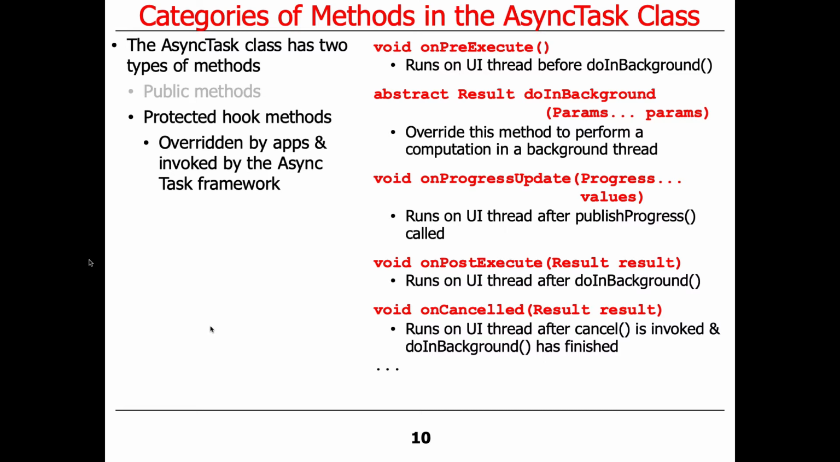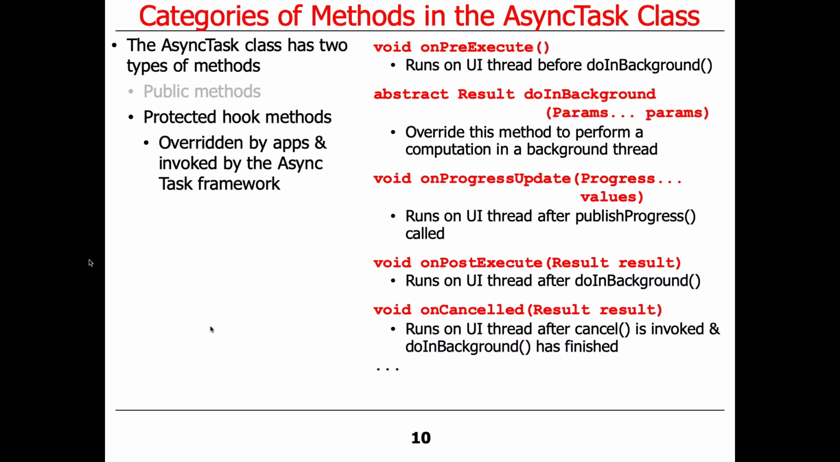doInBackground is actually the workhorse method that does all the work. That runs in the background, and it takes some parameters, does the computation, and then returns a result. There's also an interesting method called onProgressUpdate, and this is going to run in the user interface thread after the publishProgress method is called.